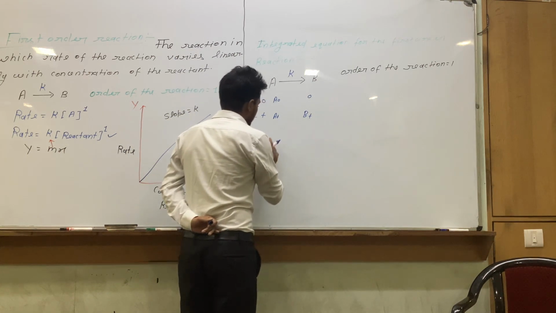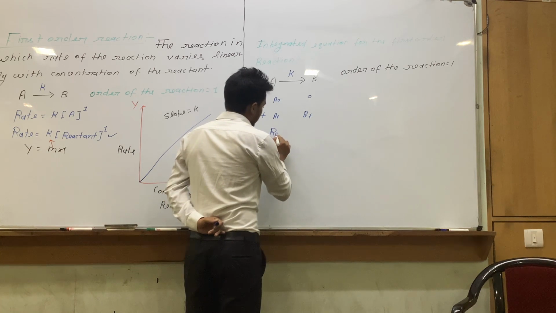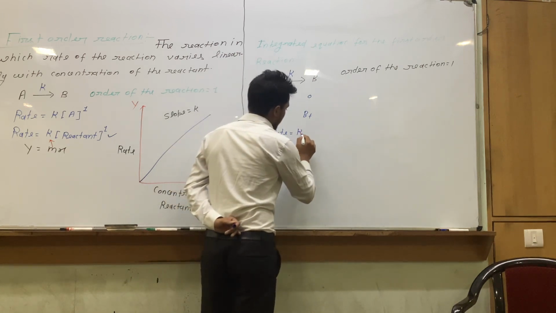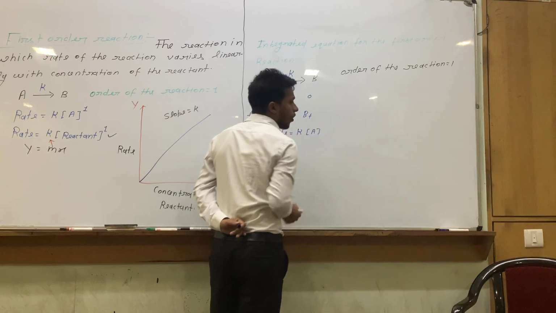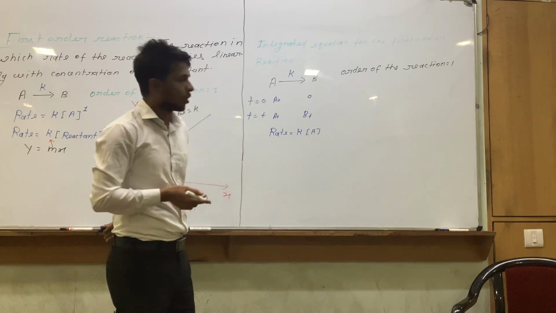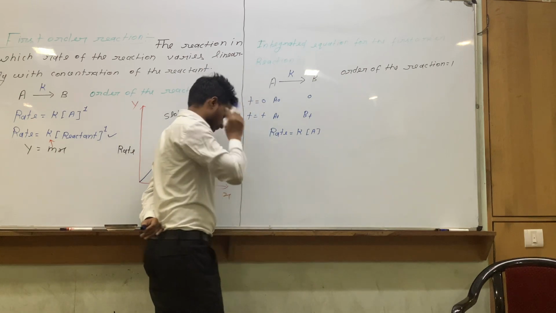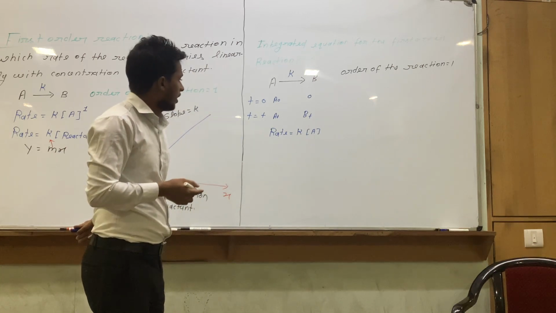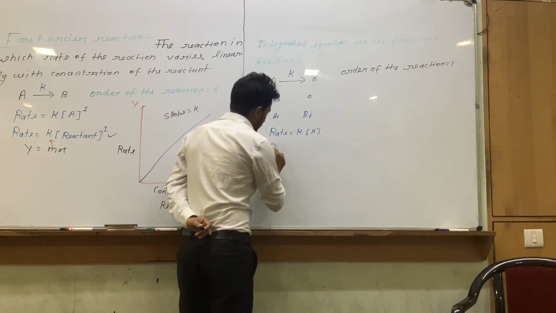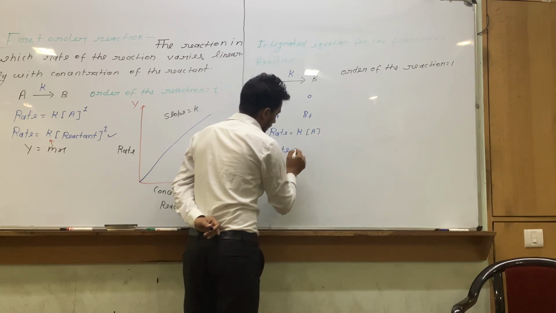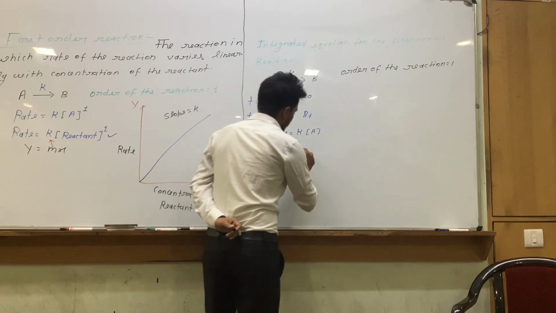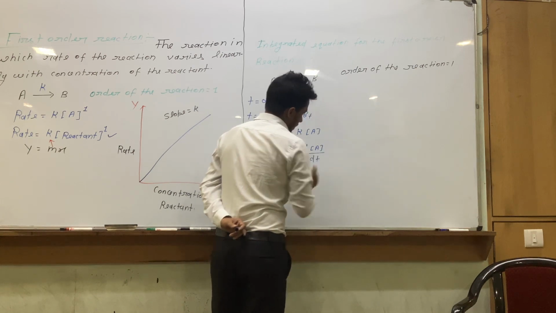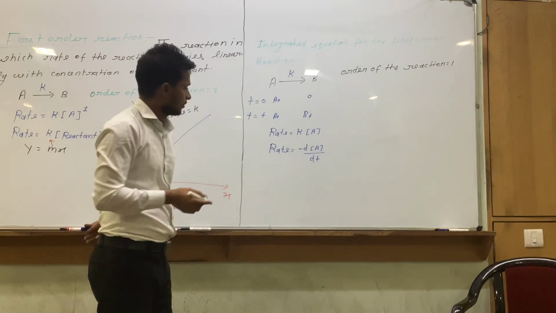Let's say, what is the rate expression for this equation? Rate is equal to the rate constant of the reaction times the concentration of reactant to the power of the order of the reaction, and the order of the reaction is equal to 1. At the same time, if I want to write the instantaneous rate equation, the rate of the reaction is equal to minus d[A] upon dt. This is the instantaneous rate equation.